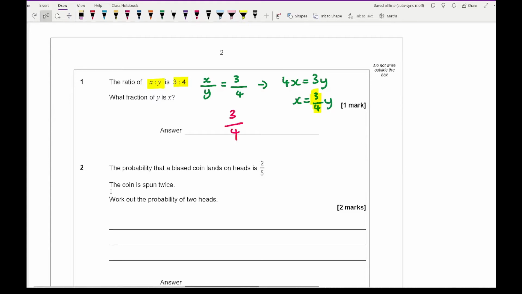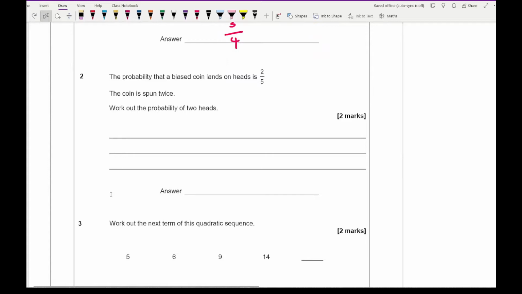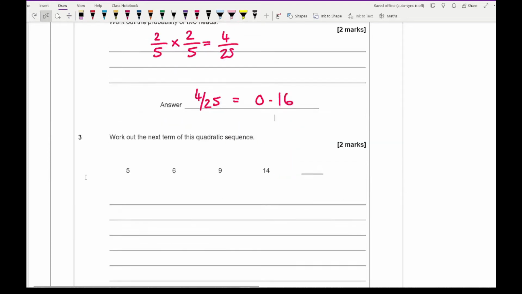Then moving on to question 2, it says the probability that a biased coin lands on a head is 2/5. The coin is spun twice, work out the probability of 2 heads. So for this we need to do 2/5, and means times. So 2/5 times 2/5, which is 4 over 25. So I can write my answer either as a fraction or as a decimal, which is 0.16. Either of those would be absolutely fine.